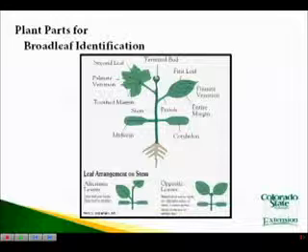The terminal bud is the bud at the tip of the stem that will develop into a shoot or flower. Leaves are arranged on stems in two main patterns, alternate or opposite. Alternate leaves are borne singly at each node, while opposite leaves are borne across from each other at the same node.